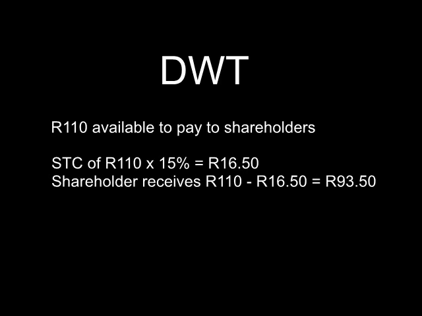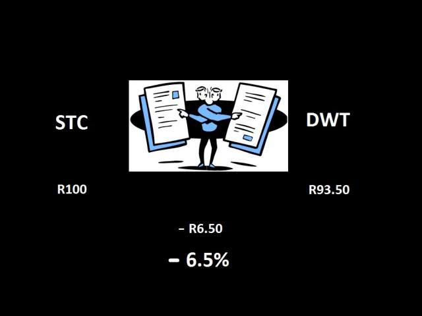Under DWT, Mr. Average Joe will only receive, as you can see from the calculation, 93 Rand 50. So that's the 110 Rand less the 15% withheld and paid over to SARS. Under the 15% dividend withholding tax, Mr. Average Joe is receiving 6.5% less than what he would have received under STC. Mr. Average Joe is in a worse off position and is indeed not very happy about his situation.